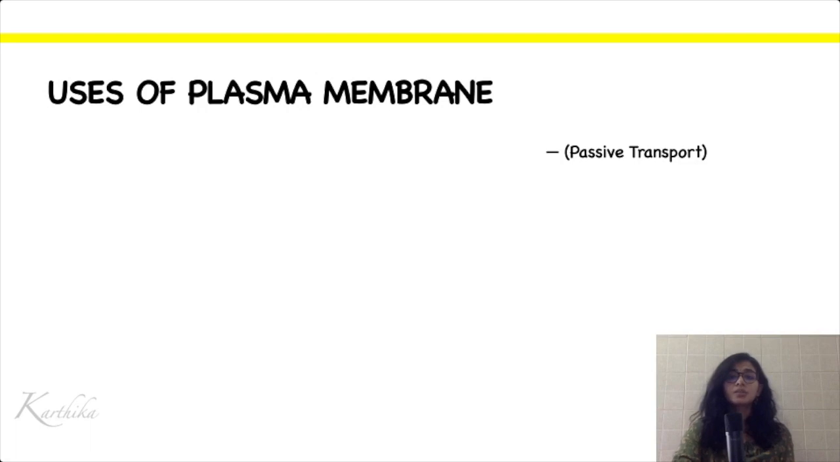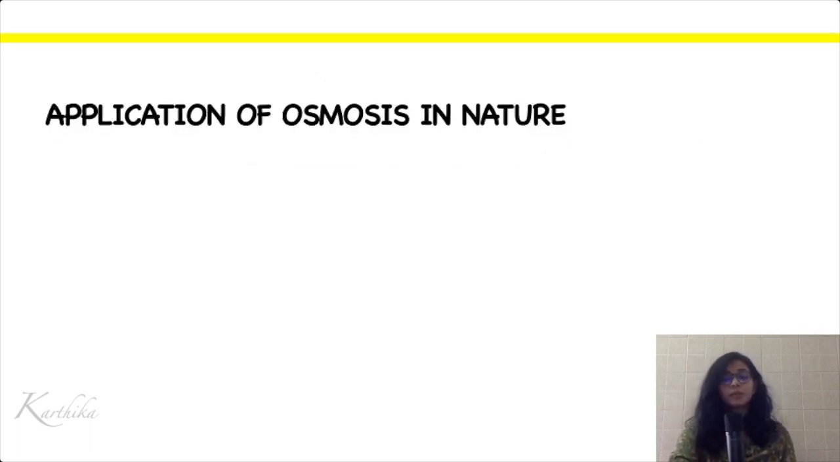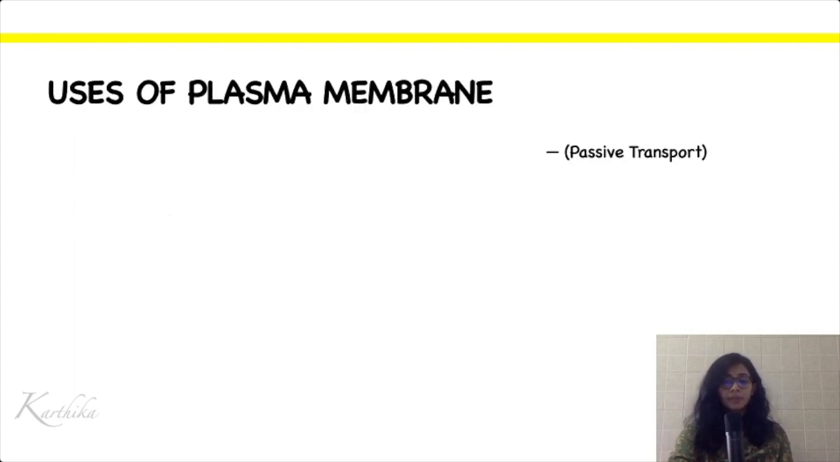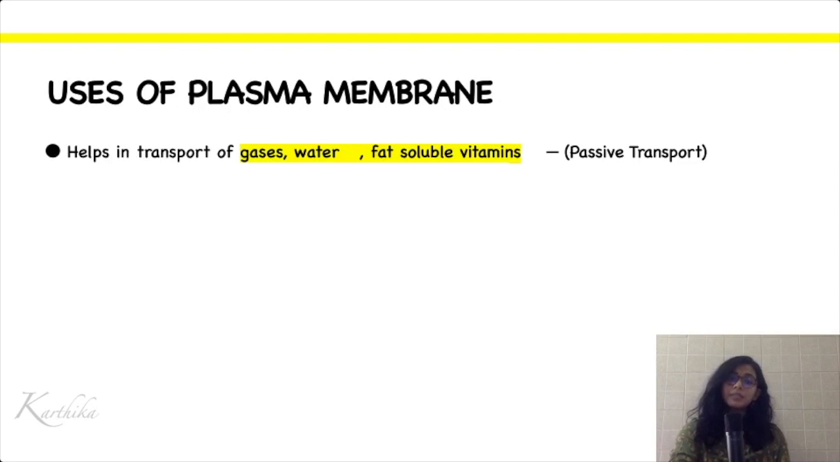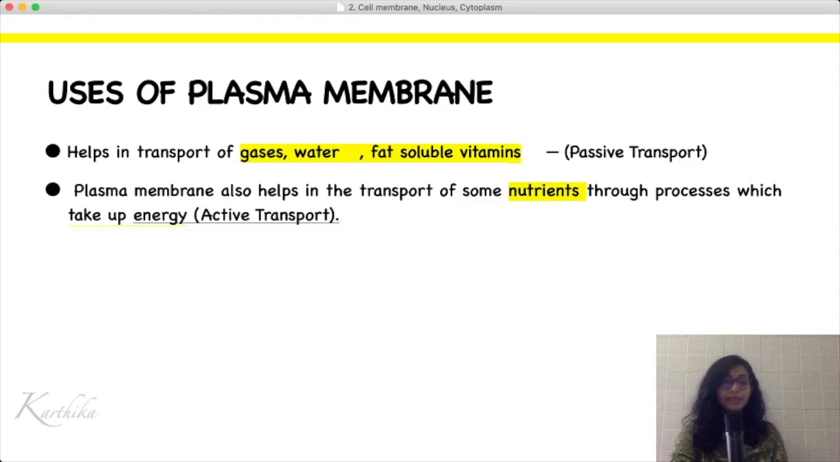Now what are the uses of plasma membrane? This one, the application of osmosis, we looked into. Now let's come to uses of plasma membrane. As we already saw, it helps in the transport of gas, water and fat-soluble vitamins through passive transport. Now, the plasma membrane also helps in the transport of some nutrients through processes which take up energy.